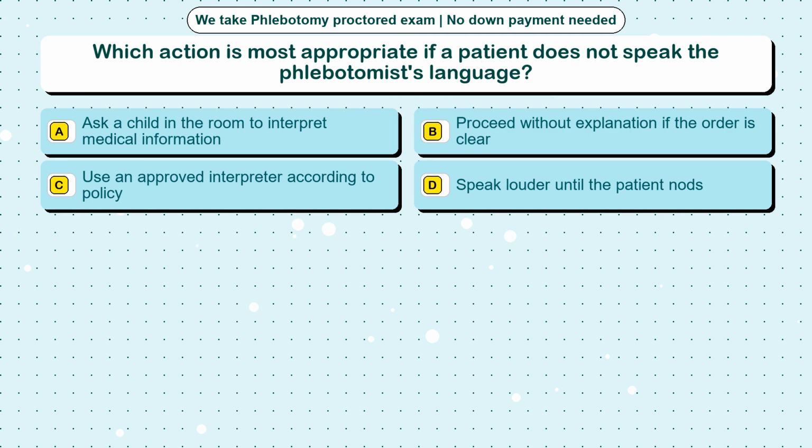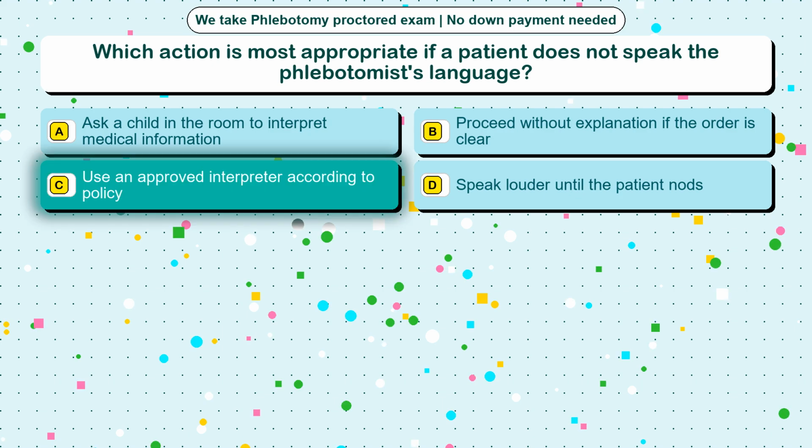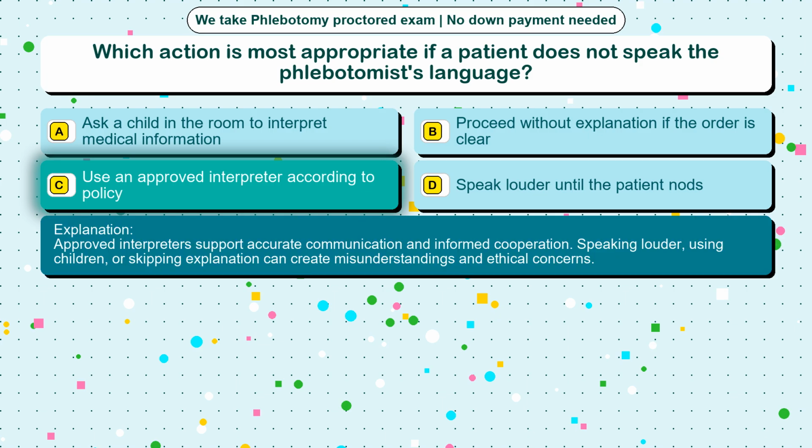Question 40. Which action is most appropriate if a patient does not speak the phlebotomist's language? Option A. Ask a child in the room to interpret medical information. Option B. Proceed without explanation if the order is clear. Option C. Use an approved interpreter according to policy. Option D. Speak louder until the patient nods. The correct answer is option C. Use an approved interpreter according to policy. Approved interpreters support accurate communication and informed cooperation. Speaking louder, using children, or skipping explanation can create misunderstandings and ethical concerns.